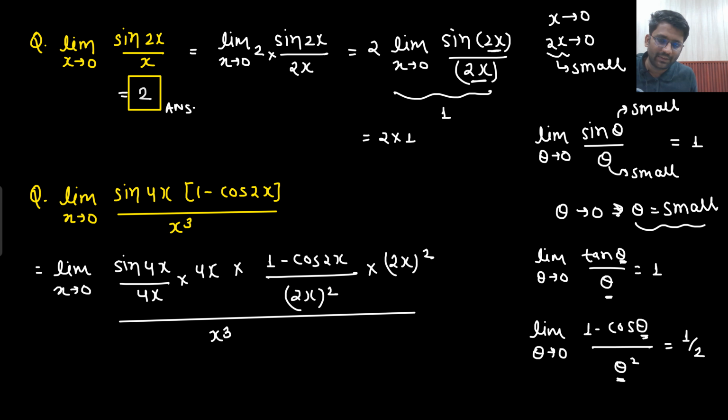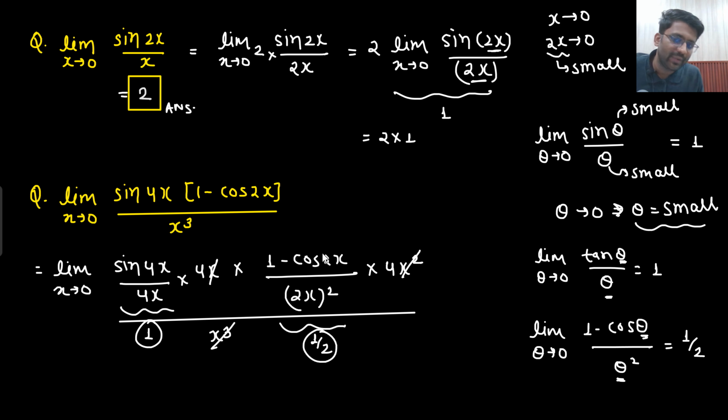Now this is 4x, this will become 4x square, right? Now this is x square, this is x, so x into x square will become x cube. So x square and x cube will get cancelled out. X into x square will become x cube, so x cube will get cancelled out. Now what will this throw? This will throw 1. What will this throw? This will throw 1 by 2.